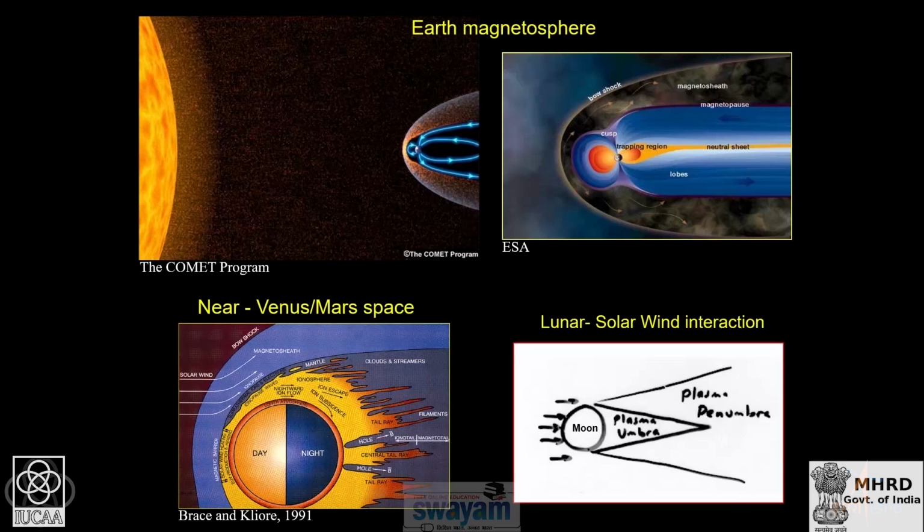But now, in the case of the Moon, which does not have an atmosphere and magnetic field, the interaction is very different. The whole solar wind was assumed to come and hit the lunar surface and get absorbed, and on the night side you have a plasma wake or a vacuum.